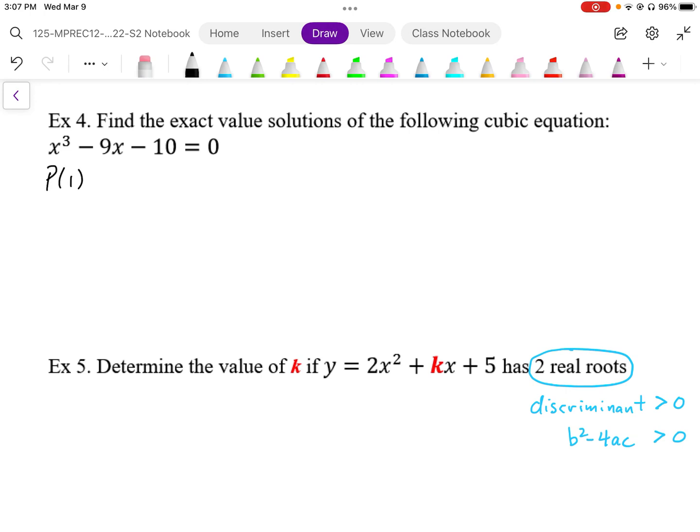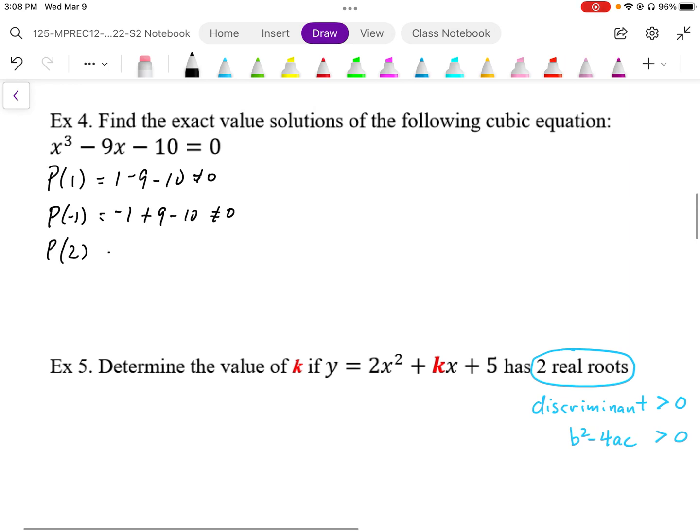So when I test 1, I'm going to end up with 1 minus 9 minus 10. That's not equal to 0. I'm going to test negative 1. I'm going to end up with negative 1 plus 9 minus 10. Again, that's not equal to 0. Then I'm going to move on to 2, 5, etc. So testing 2, we're going to end up with 8 minus 18 minus 10.